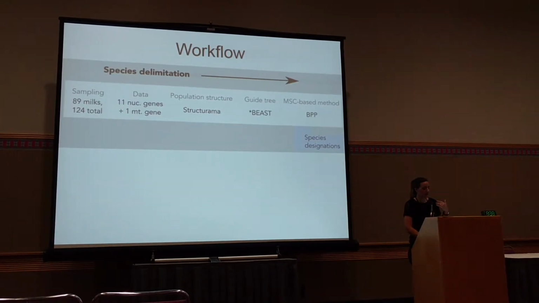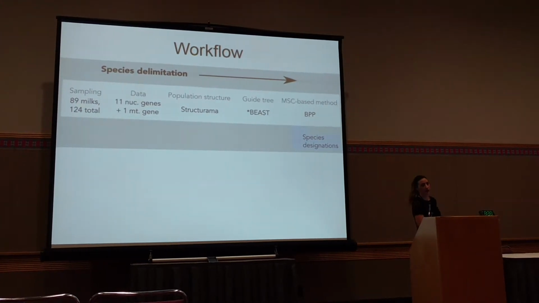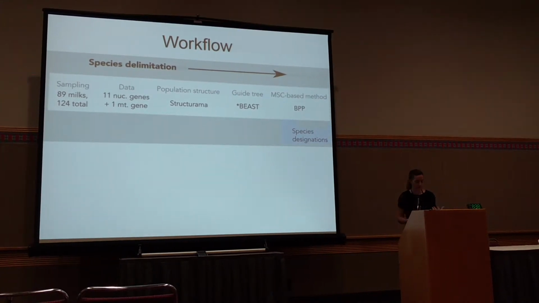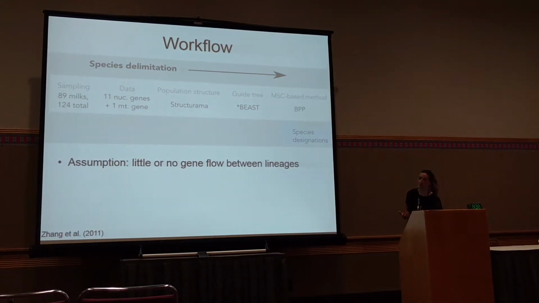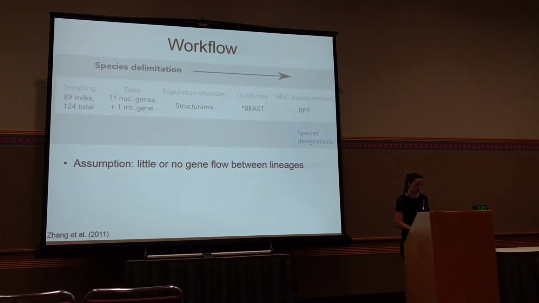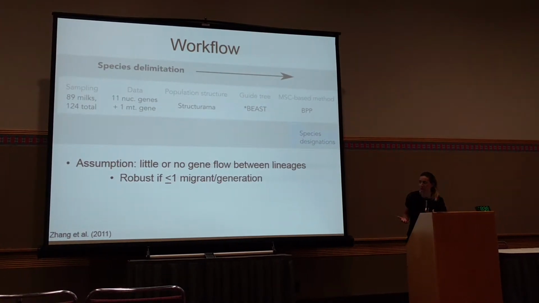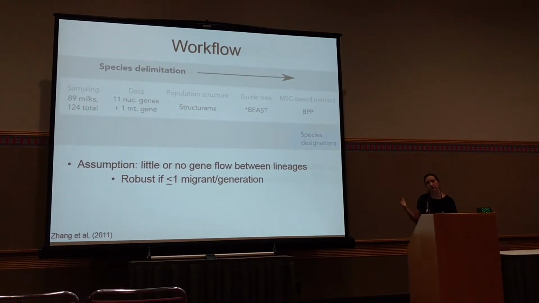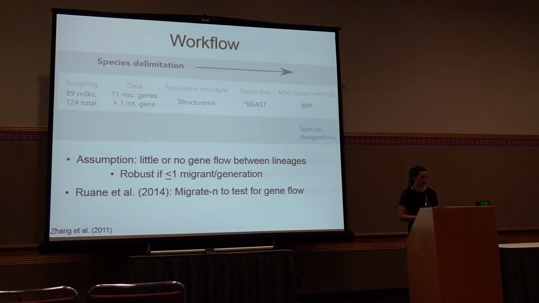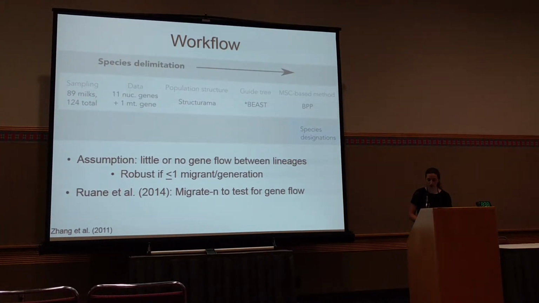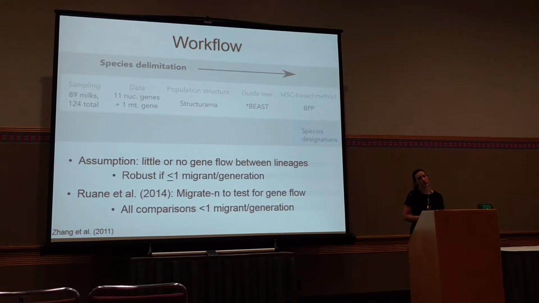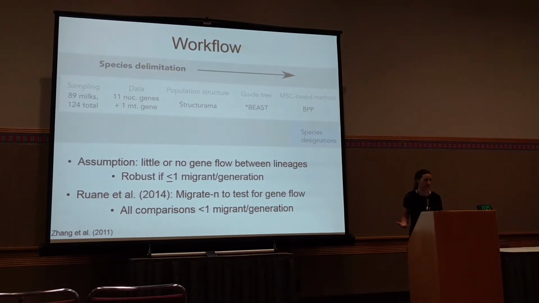So lastly, I mentioned earlier that Ruan et al. didn't just rely on BPP's results to delimit species. They also wanted to test for gene flow. This is because a lot of these MSC-based methods assume that there's little or no gene flow between purported lineages. And in fact, research has kind of shown that BPP is pretty robust as long as there aren't more than 1 migrant per generation. So Ruan et al. tested for gene flow using the Migrate-N software, and they concluded that all their comparisons were fewer than 1 migrant per generation, and that BPP's assumptions were not violated.